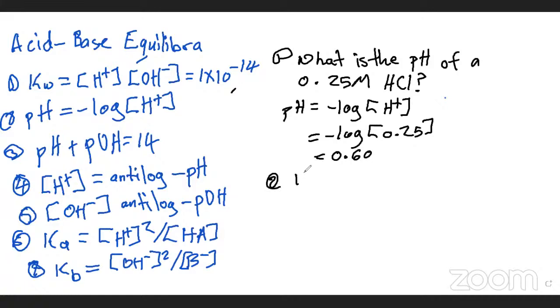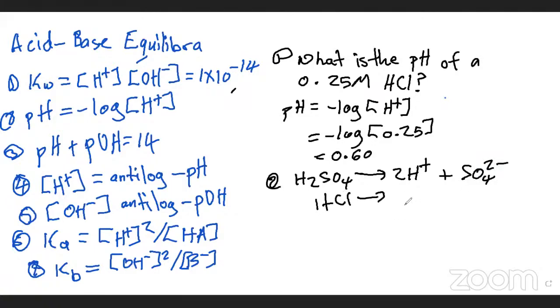Now, if the acid is, for example, sulfuric acid, let me do an example with sulfuric acid. If sulfuric acid dissociates, you should get two hydrogen ions plus this sulfate ion. When hydrochloric acid dissociates, you get one hydrogen ion and one chloride ion. So if they give the concentration for sulfuric acid, whatever the concentration is, you multiply by two for the hydrogen ion concentration.